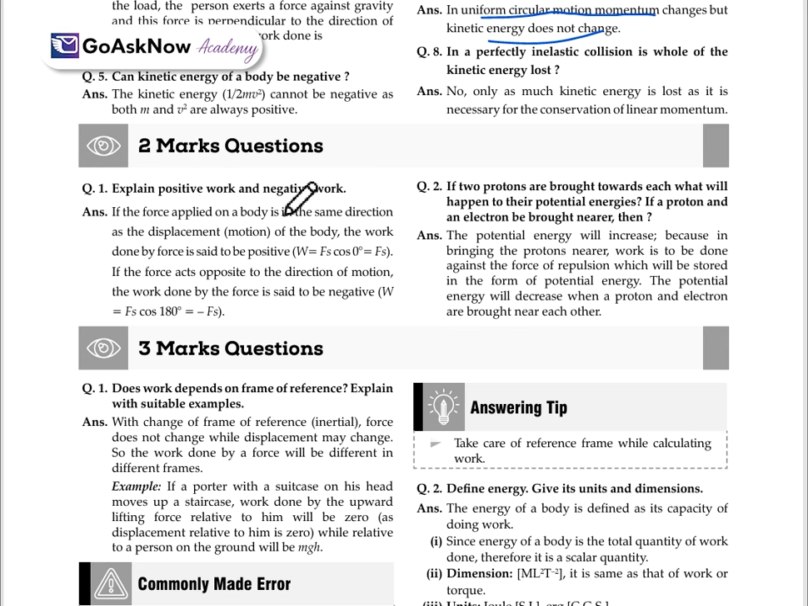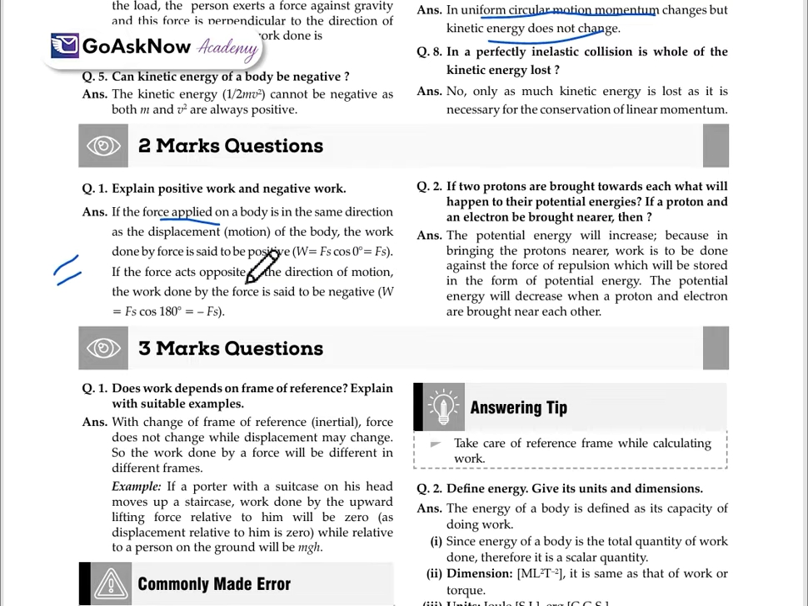Explain positive work and negative work. If a force is applied on a body in the same direction as the displacement of the body, the work done by the force is said to be positive. Then W is equal to F cos 0 degree, since there is no angle, so 0 degree. Or we can write W is equal to Fs.